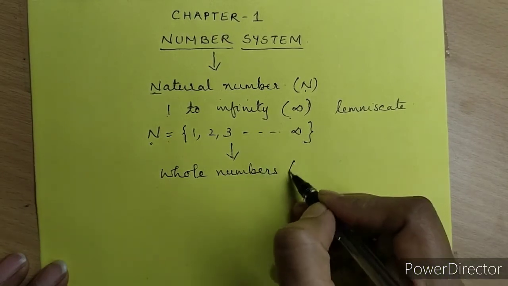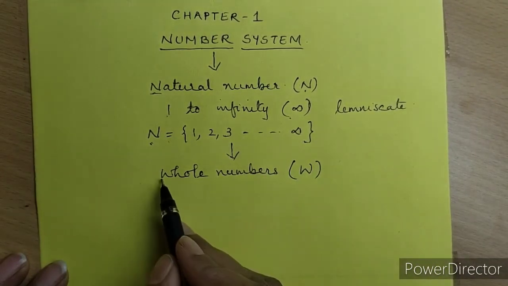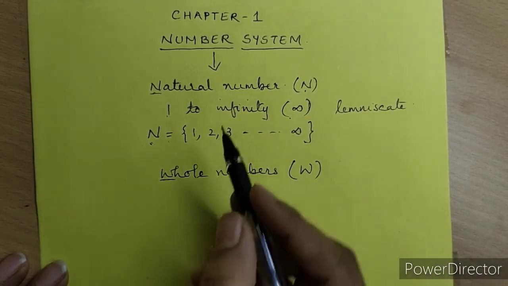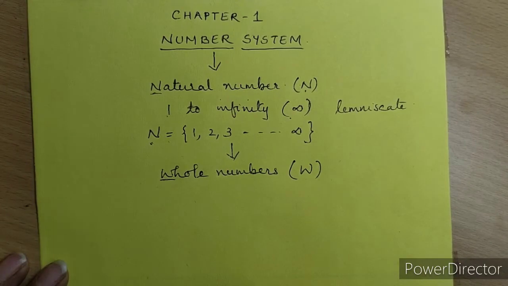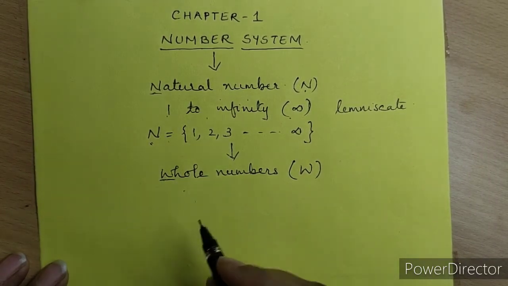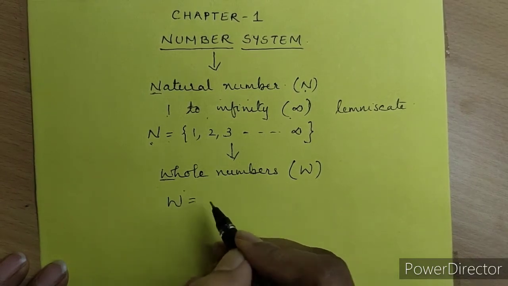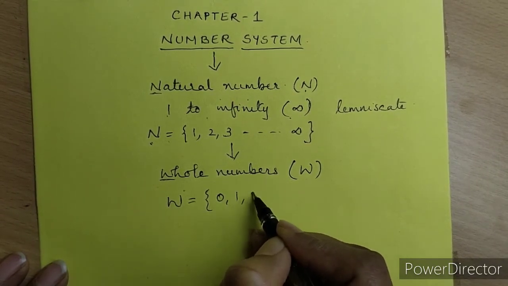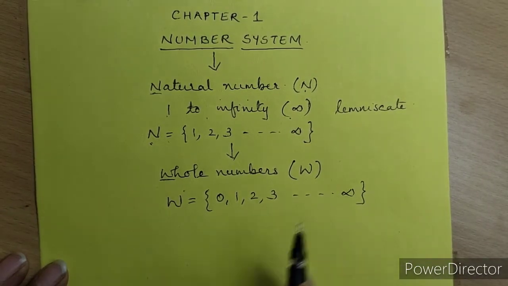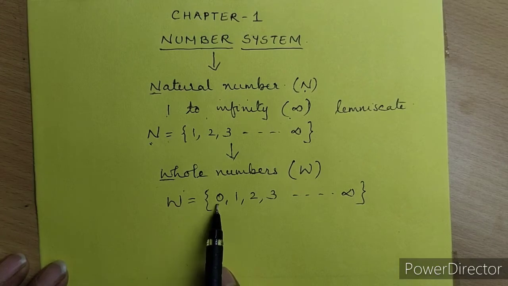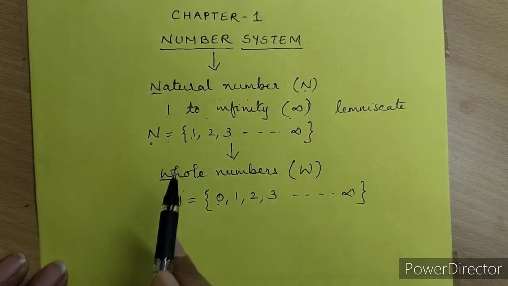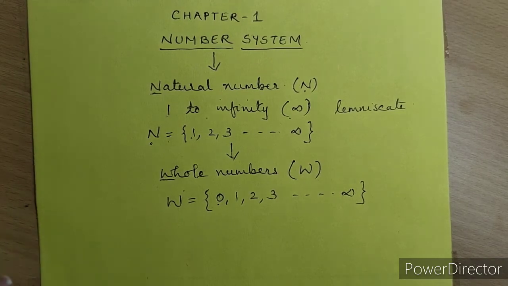Whole numbers are represented by capital letter W, which is the first letter of whole numbers. The only difference between natural numbers and whole numbers is that 0 is there in whole numbers, but 0 is not there in natural numbers. So in the set format, W is 0, 1, 2, 3, etc. up to infinity. Natural numbers start from 1, whole numbers start from 0.